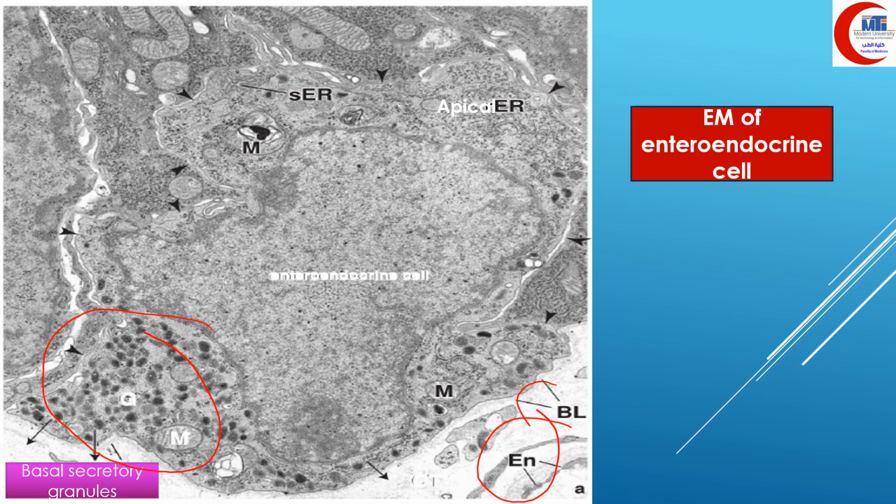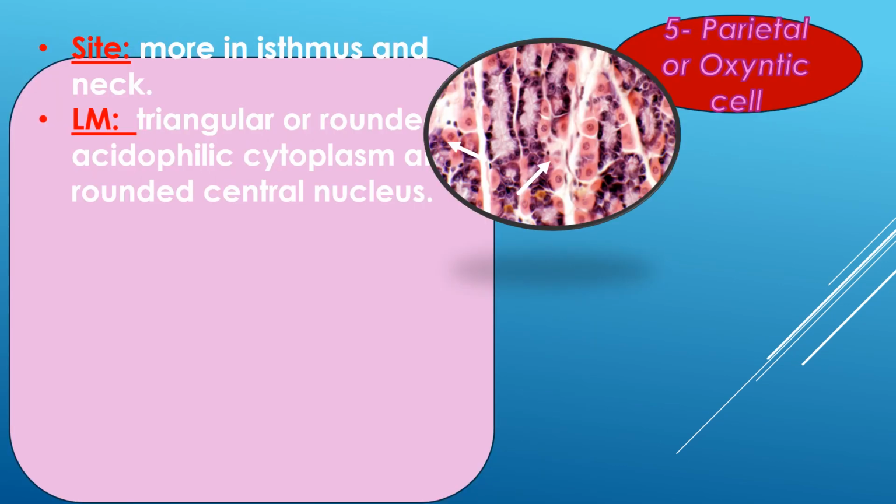Let's move to see another cell which is one of the most important cells of the stomach. Now we are talking about an important cell which is important in production of part of the gastric juice, which is HCl or hydrochloric acid. This cell is called the parietal or eccentric cell. Why is it called the eccentric cell? Because it likes the color acidophilic. So it is an acidophilic cell. This is the only acidophilic cell in all the cells of the stomach.